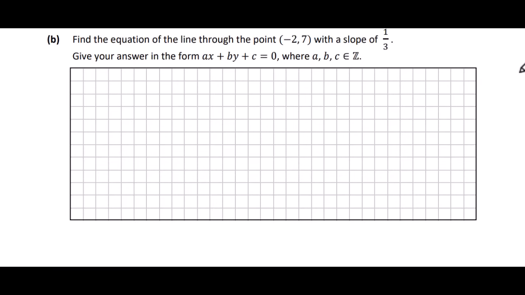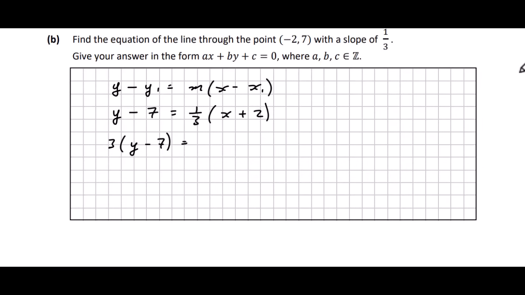Give your answer in the form... Okay, so the equation of a straight line is y minus y1 is m into x minus x1. Again, it's another formula in your tables. So you've got y minus y1, which is 7, is equal to our slope, which is 1/3, x minus minus 2, which is plus 2. Next thing you would do is take the 3 and multiply both sides by 3. So we're going to do 3 times y minus 7. The 3 on this side will just cancel with this, and we're just left with x plus 2. Multiply it out then, you get 3y minus 21 is equal to x plus 2.